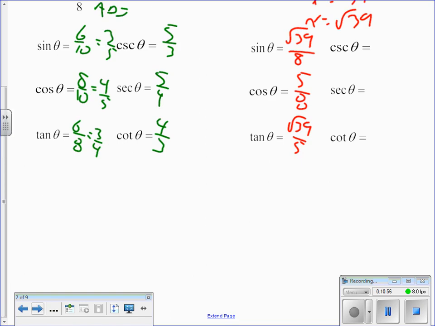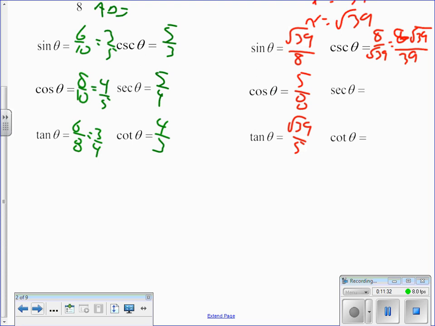Now, the cosecant, secant, and cotangent are inverses of those. So this is 8 over the square root of 39, but we're not allowed to have the square root of 39 in our denominator. So what do we do? You multiply top and bottom by the square root of 39. After you do that, you get 8 root 39 over 39. And it will not be able to be reduced.